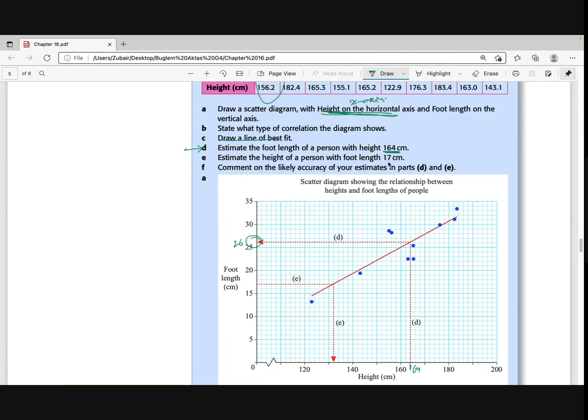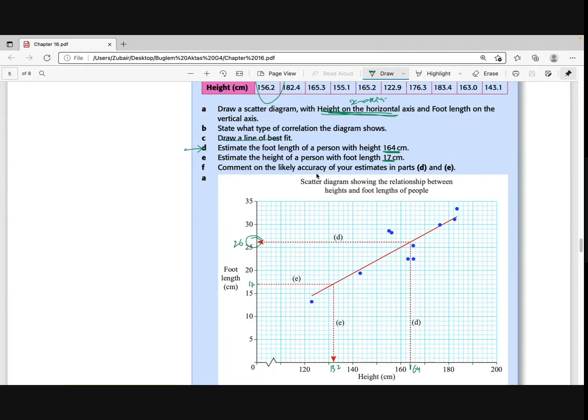Estimate the height of the person with foot length 17. So 15, 16, 17. Now this is 17 and we go there and read the height. So that's going to be 132. 132 is going to be his height.